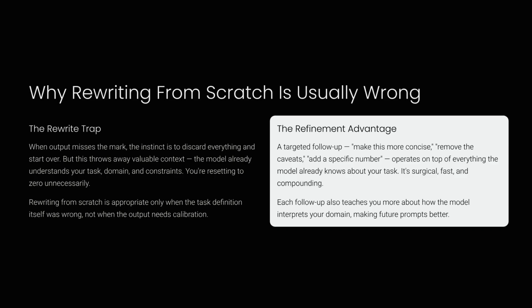Rewriting from scratch is usually a trap. It discards the model's existing understanding of your domain and constraints. Refinement, however, is surgical, compounding, and helps you learn how the model interprets your specific tasks.